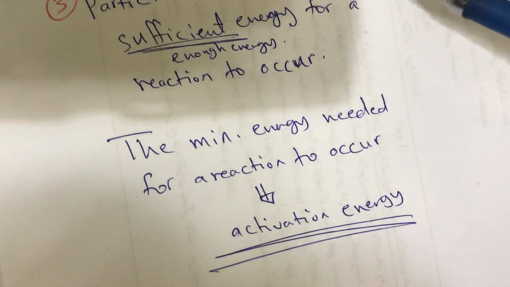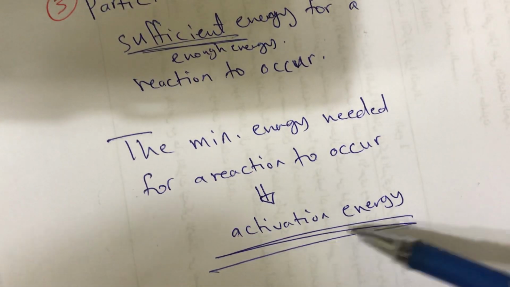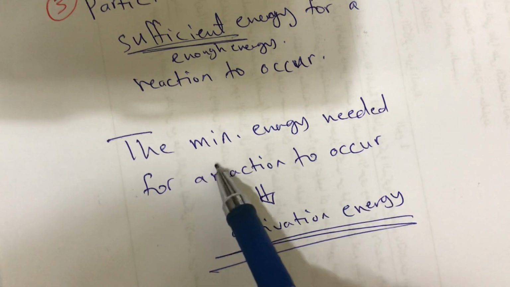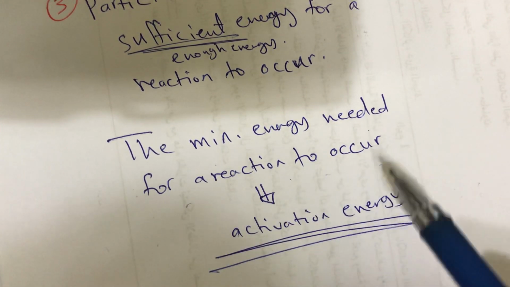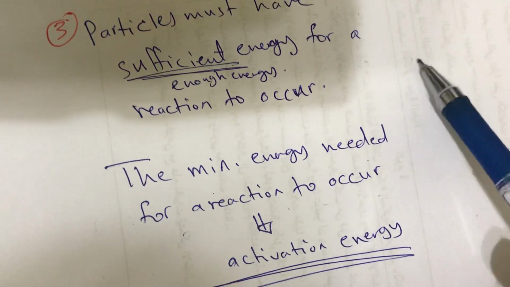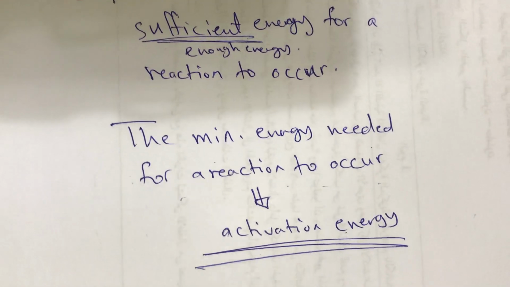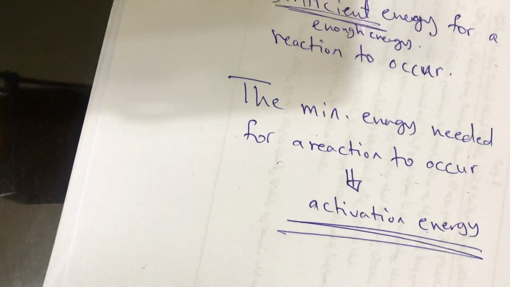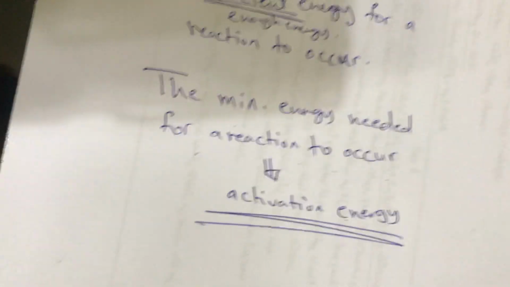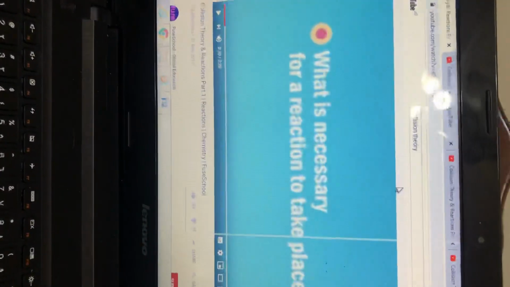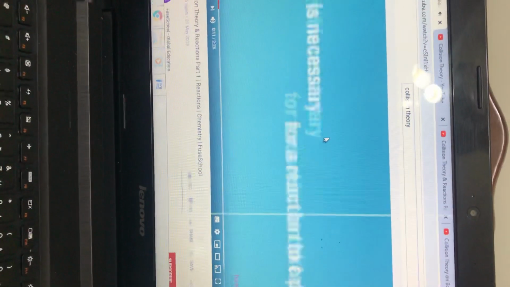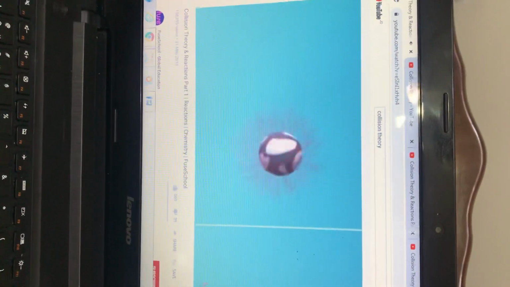Energy produced from collision must be equal to or greater than the activation energy, which is the minimum energy needed for a reaction to occur. If the energy produced from collision is less than the activation energy, no reaction occurs. Let's see some videos about the assumptions. For the first assumption, for a reaction to take place, the reacting particles must collide.